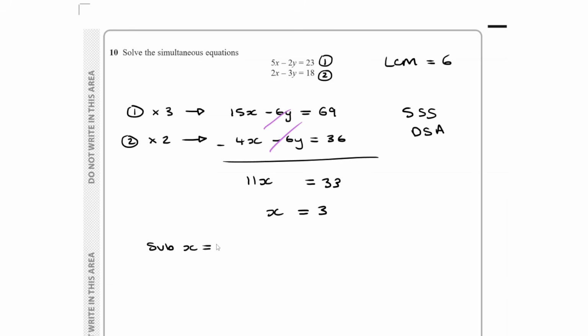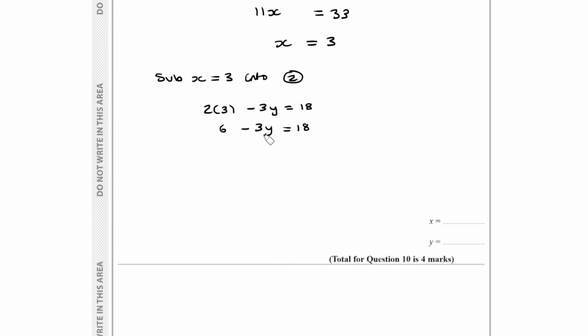So sub x is equal to 3 into, now whichever you prefer, I might do equation 2 because it's smaller, into equation 2. So 2 times 3 minus 3y equals 18. That's obviously 6 minus 3y equals 18. So now I just need to solve this as normal. So I would actually add the 3y across just to make it positive.